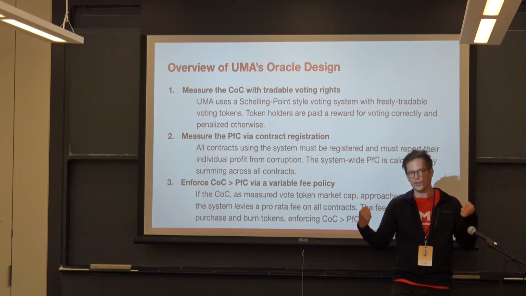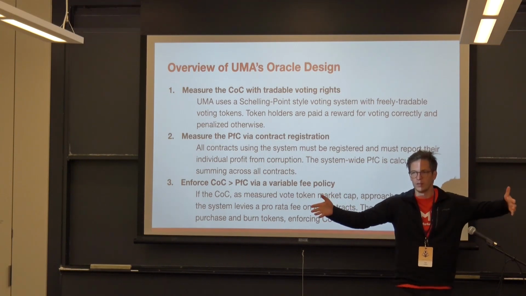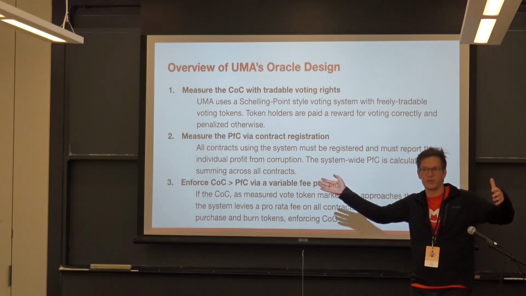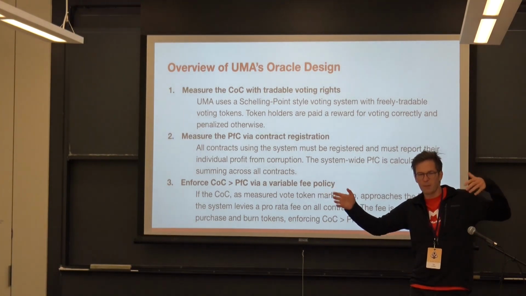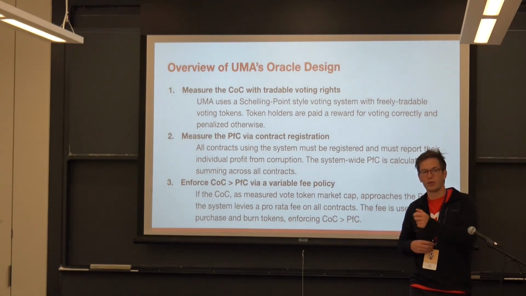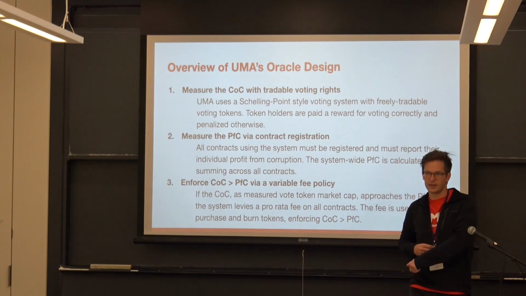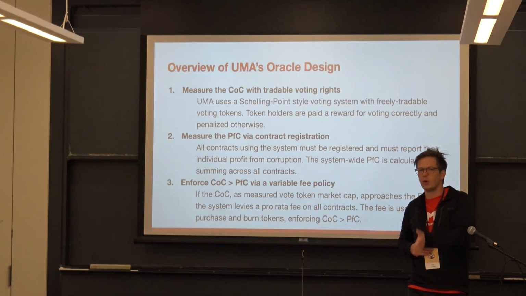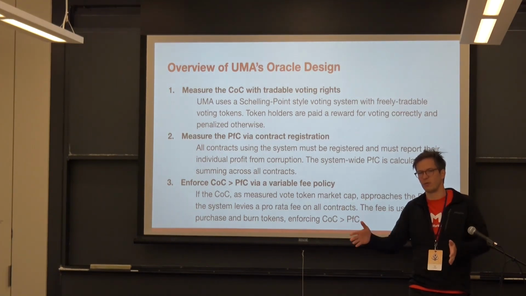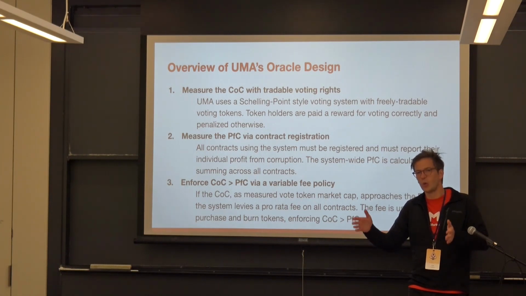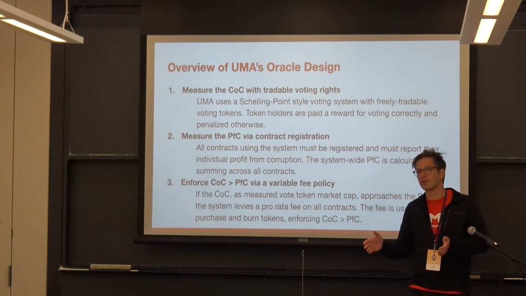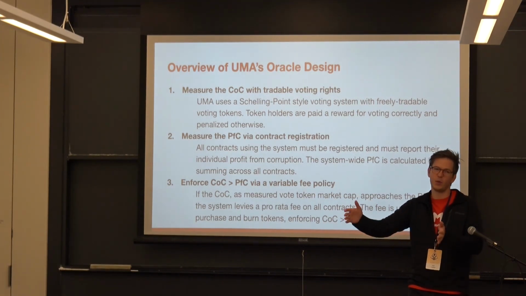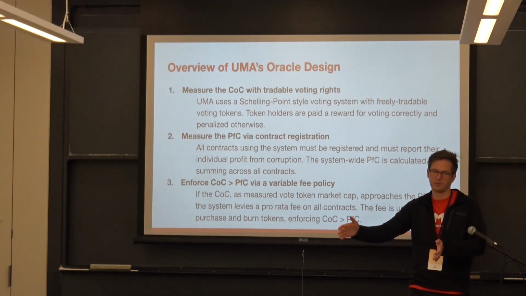Their voting power is weighted by the number of tokens they have. And we use a Schelling point style system where voters vote on price requests or price disputes. They're paid a reward for voting correctly, voting with the majority, and charged a penalty for not. The game theory behind this is like the 51% attack on proof of work networks. As long as there's an honest majority, the system will resolve correctly, which allows us then to measure our cost of corruption.